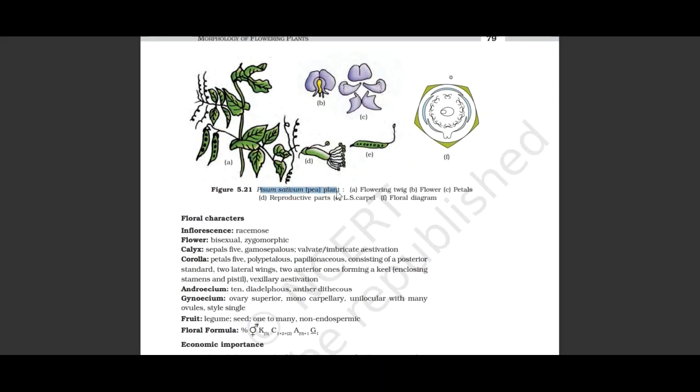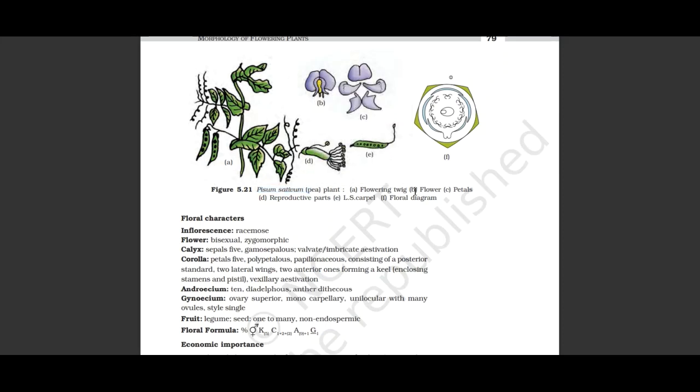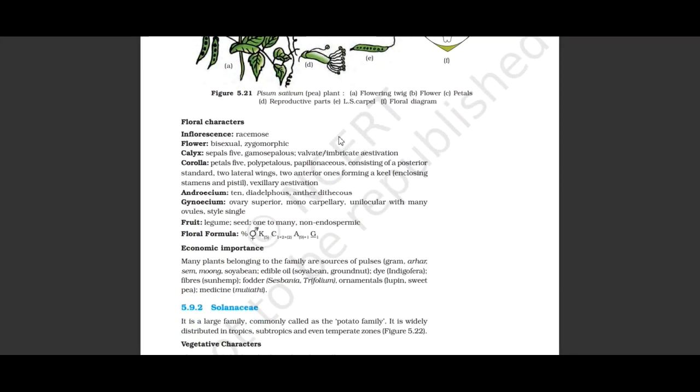Pisum sativum, pea plant, is an example of the Fabaceae family. Here they have mentioned the flowering twig, flower, petals, reproductive part, longitudinal section of carpel, and floral diagram. You have to remember that the example is Pisum sativum for the Fabaceae family. In the exam, they give you the figure, then you have to know the name of the plant.